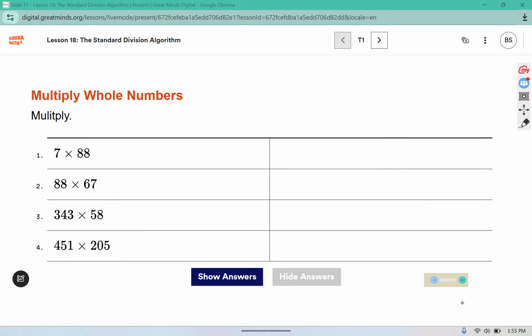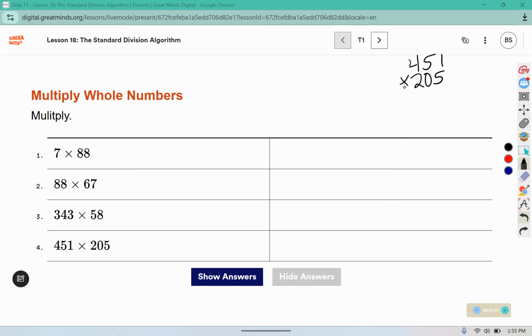In this warm-up, you are just multiplying the values together. I'll do number 4, since those are the ones with the most digits. So we're going to multiply everything by 5. 5 times 5 is 25. 5 times 4 is 20, plus 2 more makes 22.